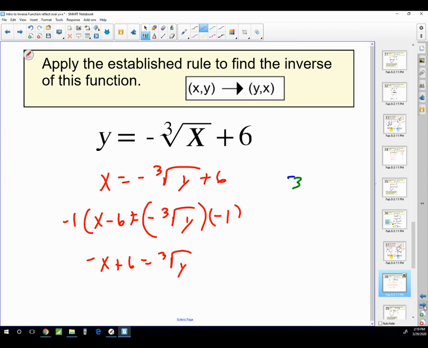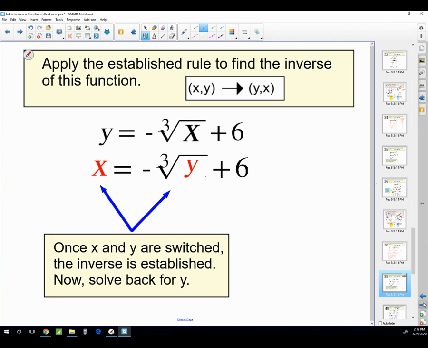We've talked about inverses. You should sort of know that we're going to raise both sides to the 3 power, that the third root and the 3 power cancel, and we get y equals negative x plus 6 to the third. You really want to leave your answer like that. I mean, we could expand negative x plus 6 to the third power, but let's not. Let's just leave it like that and move on.